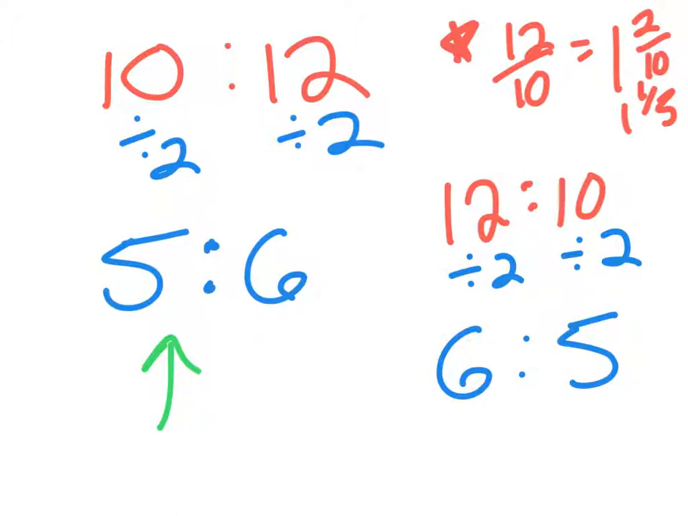Instead, if there are 12 girls to every 10 boys, it just makes more sense to reduce that and say that there are 6 girls to every 5 boys instead. So we would just treat it the exact same way, no matter which number is in the front, if it's the bigger number or the smaller number.